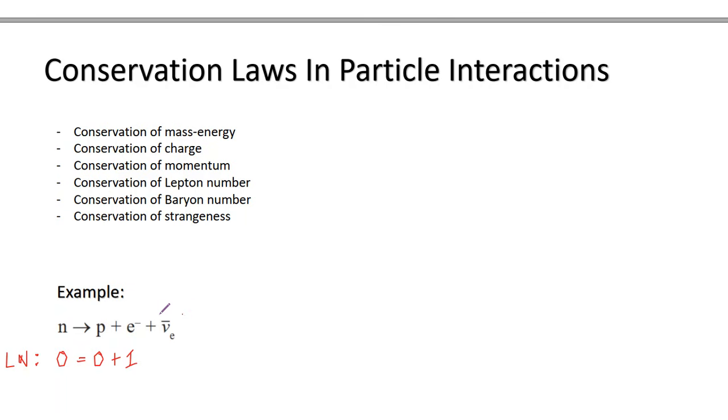Guess what? This is why you need the anti-electron neutrino. The electron neutrino has a lepton number of +1 and an anti-electron neutrino has a lepton number of -1. So if you had just this, even though charge would have been conserved, the lepton number would not be conserved. That's why you have this extra bit of plus anti-electron neutrino to conserve my lepton number.